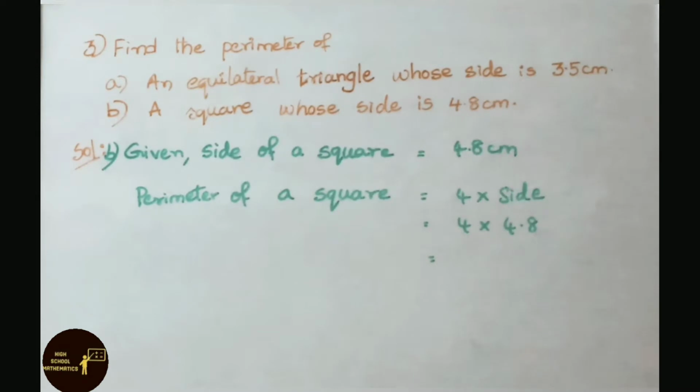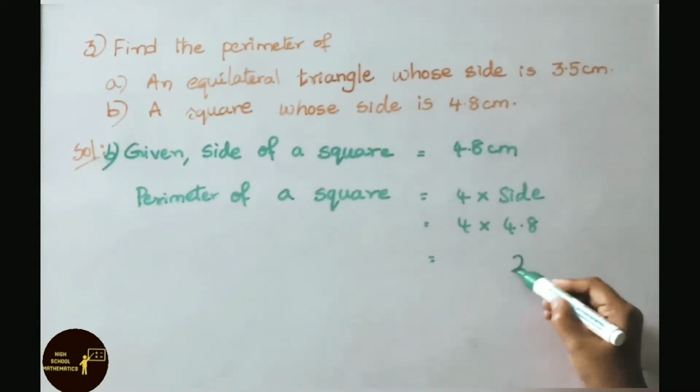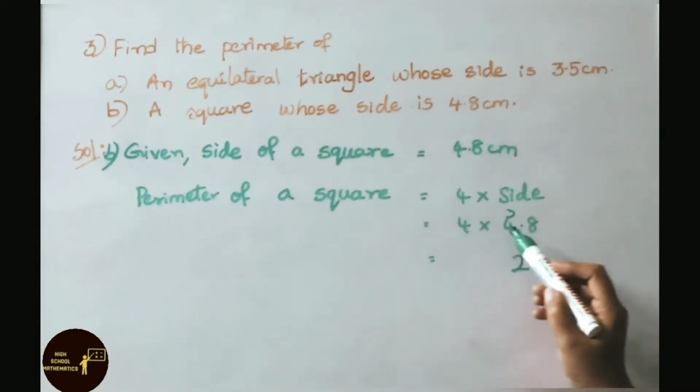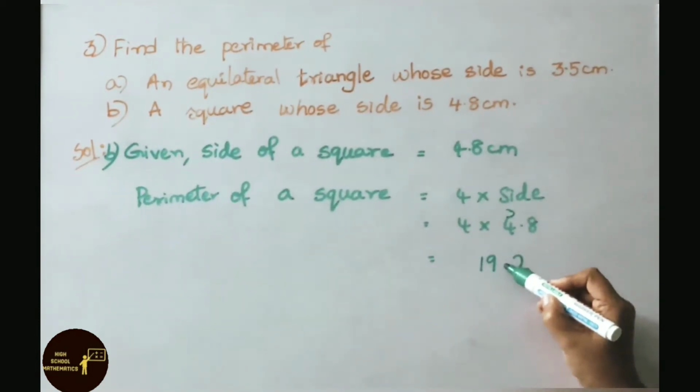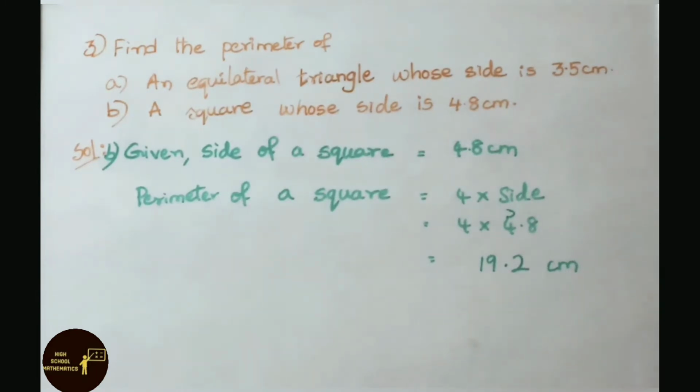centimeter. Now let us multiply them. 4 8s are 32, 2 carry 3. 4 4s are 16 plus 3, that is 19. Keep the decimal point here. So the answer is 19.2 centimeter.